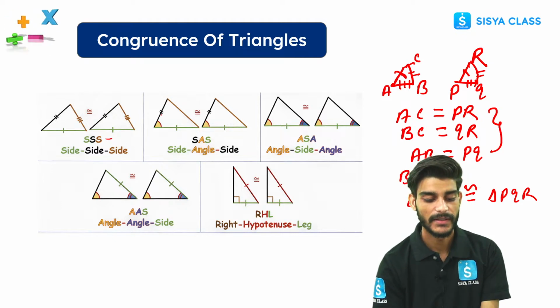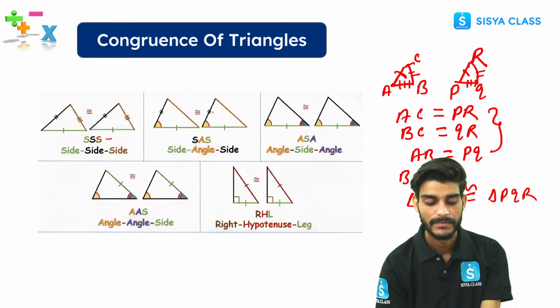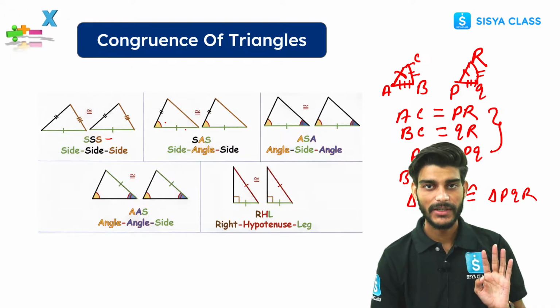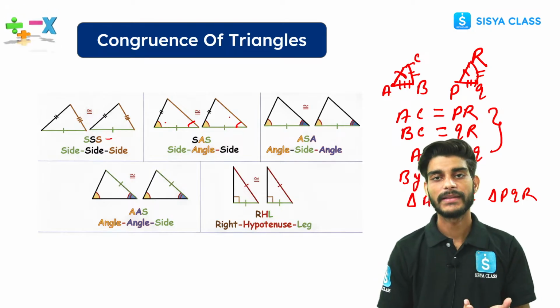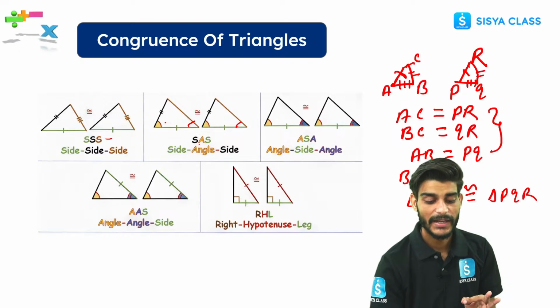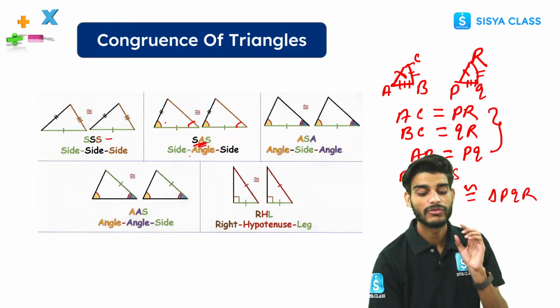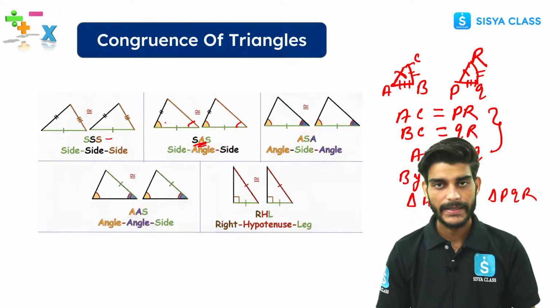So observe the figure. These sides are equal. This angle is equal. Now the angle should be in between only. It's not possible that these two sides are equal and these angles are equal, then we cannot apply this criteria. The angle should be in between the two sides. So this is what the side, angle, side criteria says.